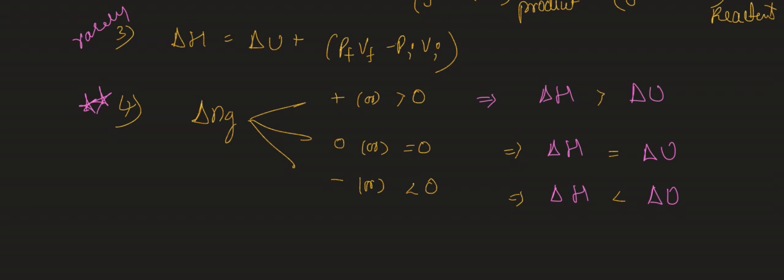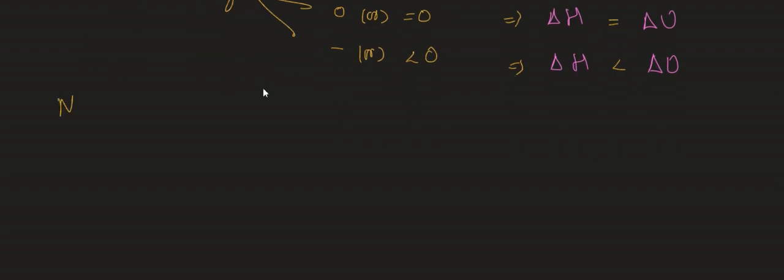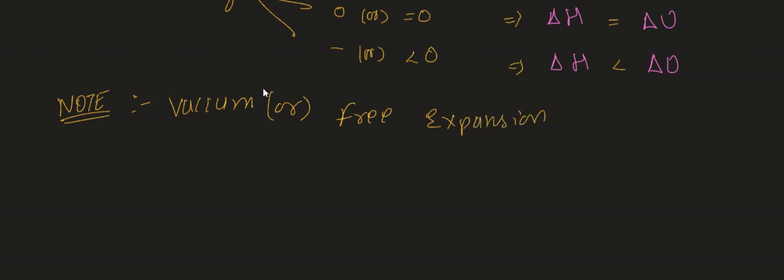The next one, just write it as a note. Whenever you see the word vacuum, or the words free expansion, they are indirectly saying that the pressure value is zero. I'm not talking about constant pressure. There is a lot of difference between pressure being constant and pressure being zero. In an isobaric process, pressure is constant. In a vacuum process, pressure is zero.